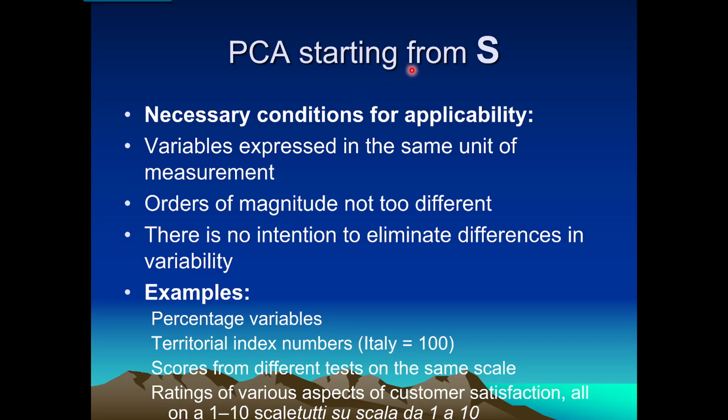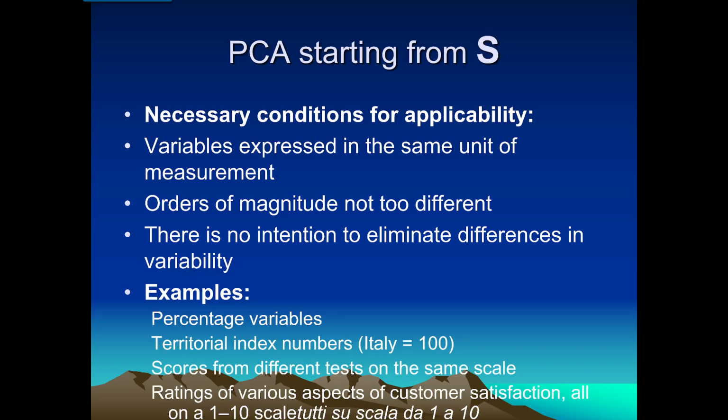Well, you do not standardize the variables when the orders of magnitude of the variables are not too different. There is no intention to eliminate differences in variabilities, because with standardization, you work with vectors which have the same length. They have the same variability. Yes, you start with variables that are on equal footing, that is, have the same variance.